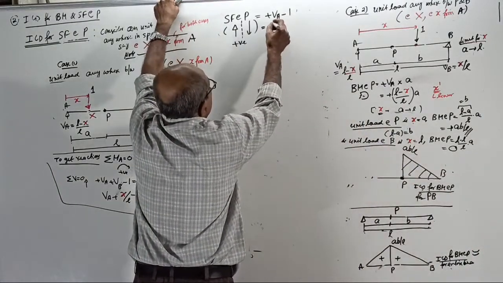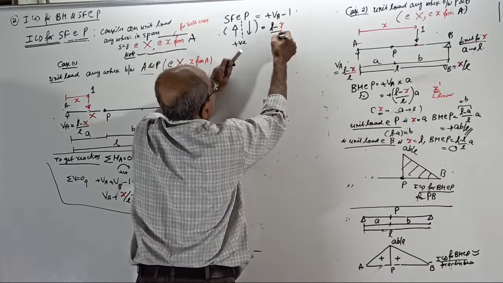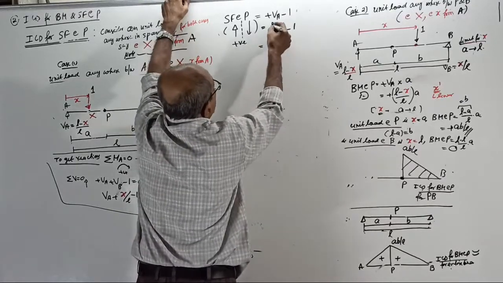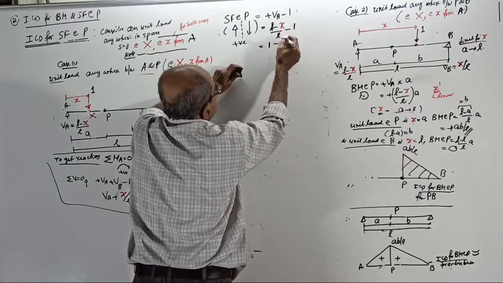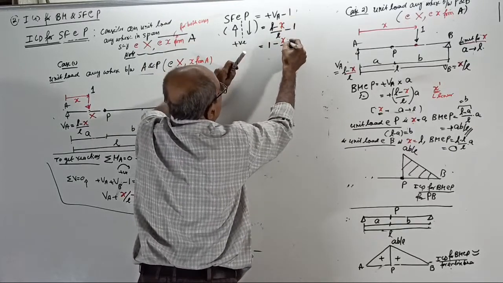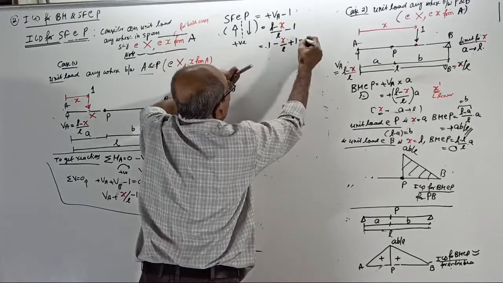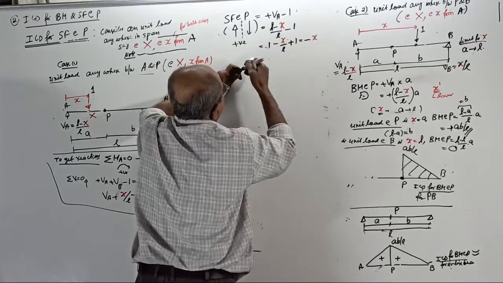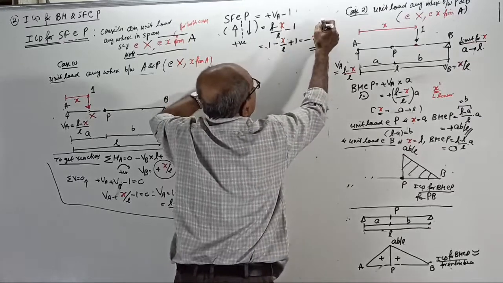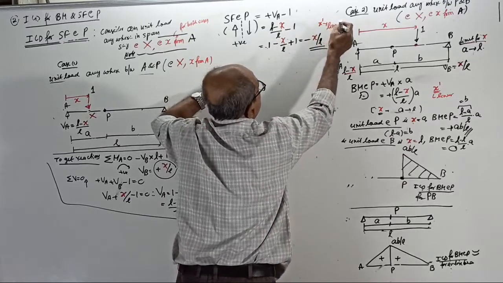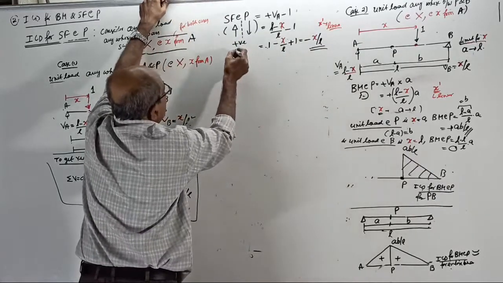Or substitute: equal to plus VA. What is VA? (L minus X) divided by L, minus 1, or equal to L by L is 1, minus X by L, plus 1. The 1 and 1 will cancel, so it equals minus X by L. Correct answer? The power of X is 1, therefore linear variation. You write it outside: minus X by L. This is if you look left side.